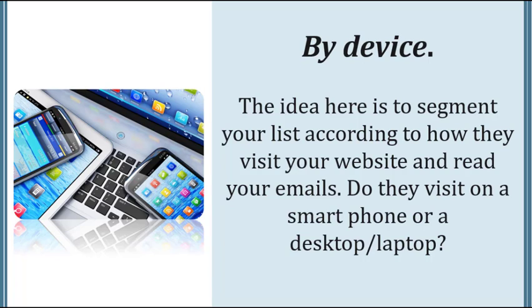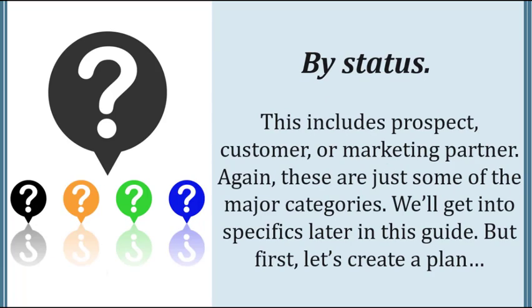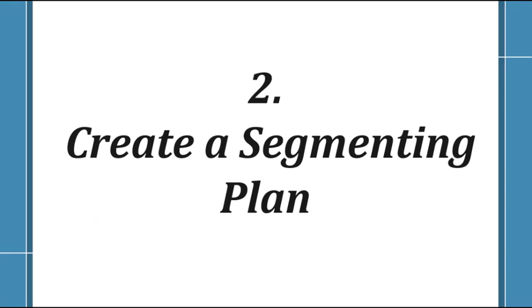Now, by device. The idea here is to segment your list according to how they visit your website and read your emails. Like, do they visit on a smartphone or a desktop or laptop? Now, by status. This includes prospect, customer, or marketing partner. Again, these are just some of the major categories, and we'll get into specifics later on. But first, let's create a plan.